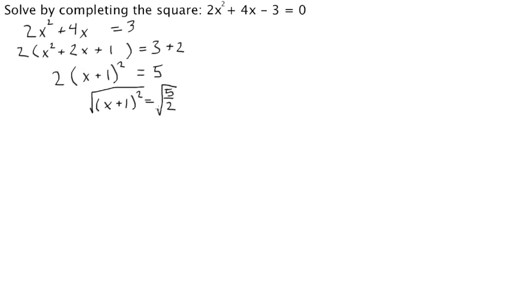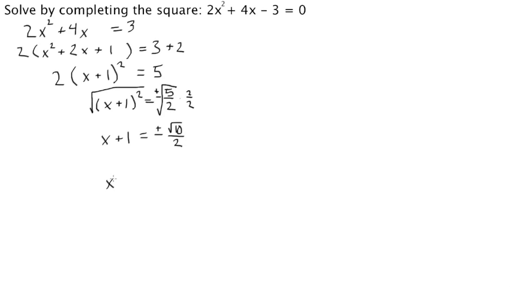Remember, when we take the square root of both sides of an equation, you must put in this plus or minus. So the square root of (x plus 1) squared is simply x plus 1. Square root of 5 over 2. What we need to do to simplify this is multiply top and bottom of this fraction by 2. So that will give me the square root of 10 over 4. The reason we do that is because 4 is a perfect square, so we can now write this in this way.